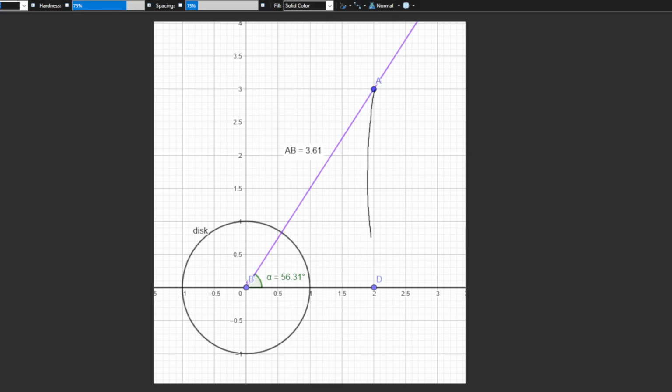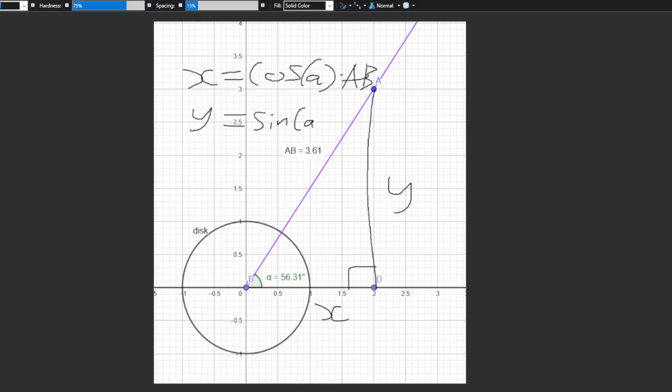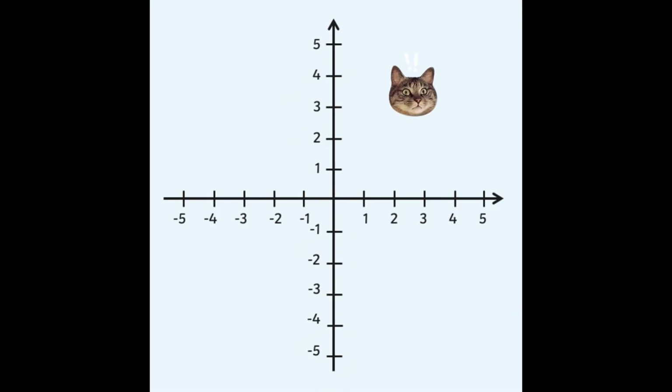You can also see that AD is the same as the y-axis, BD is the x, and AB is the hypotenuse. We can then easily calculate the length of x and y using trigonometry. We have now found the coordinates to the target, and we are officially finished with step 1.